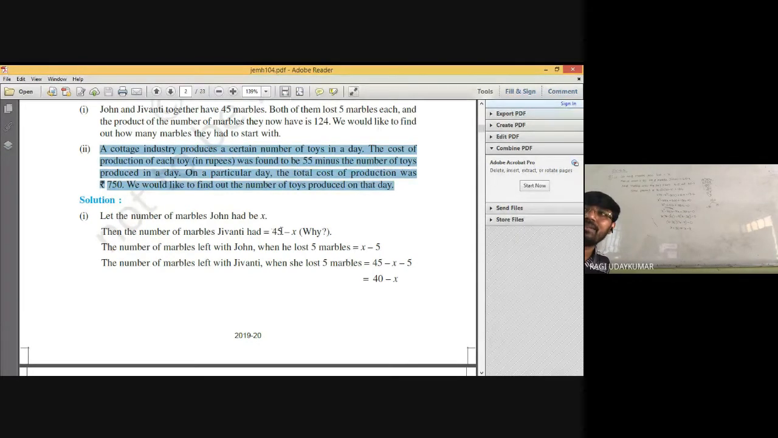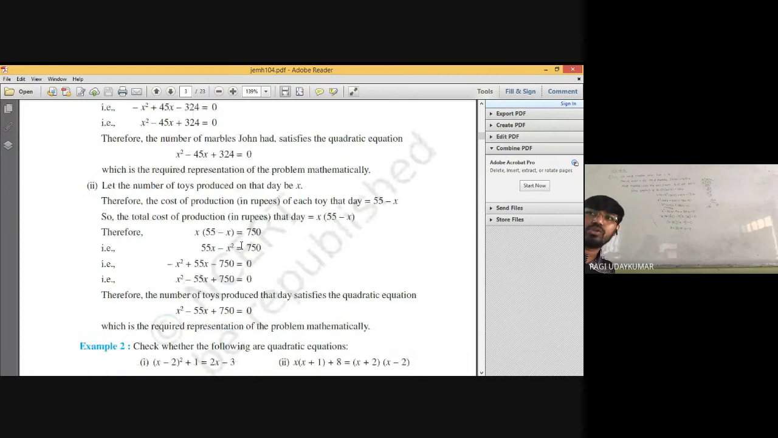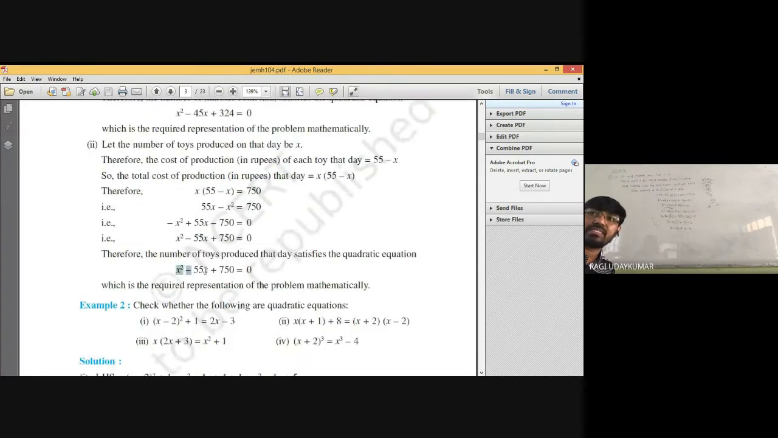Then on a particular day, the total cost of the total production was rupees 750. That means total production cost is nothing but the number of toys and the cost of each toy multiplied. So x and 55 minus x should be multiplied, which equals 750. I think you can solve this problem. The solution is not given here, just the framing is given to you.